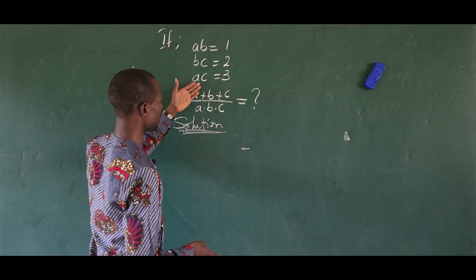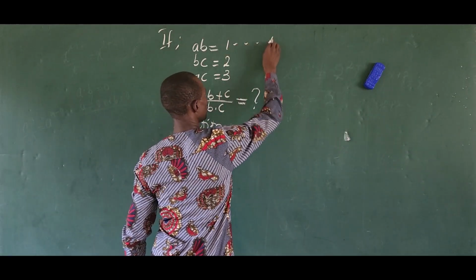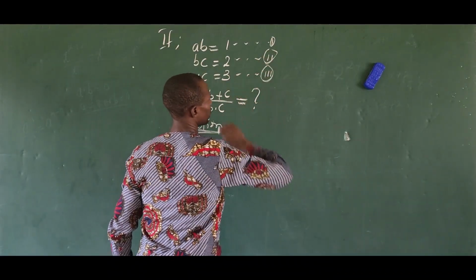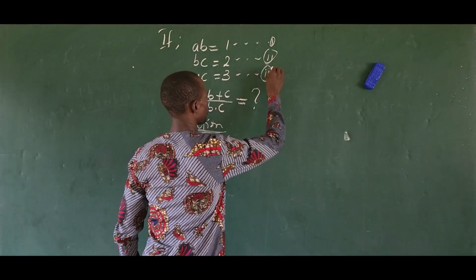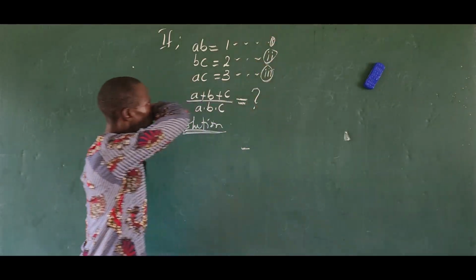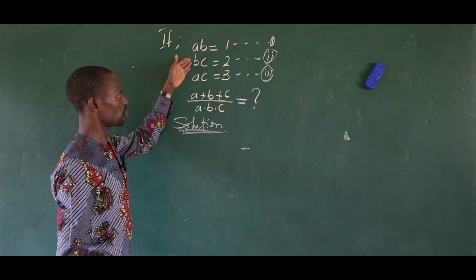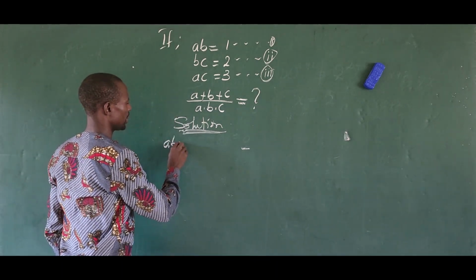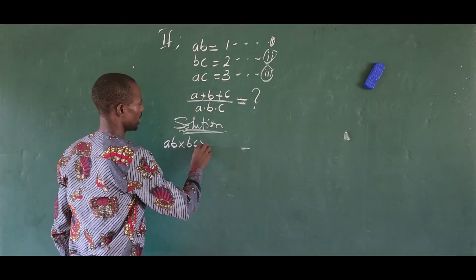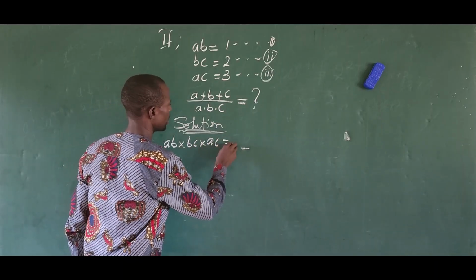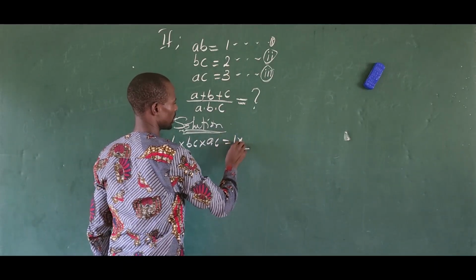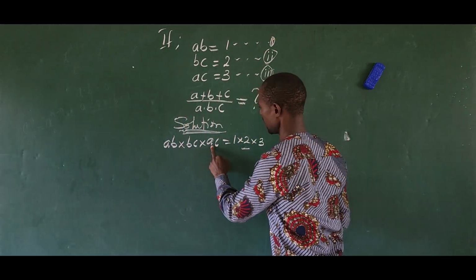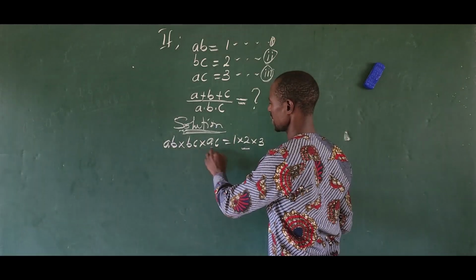We multiply everything together. So, we're given this equation 1, this is equation 2, and this is equation 3. So in all these, what we do here is this. We're going to multiply equation 1 by 2 and by 3. So let's go ahead and do that. This is going to give us our AB times our BC times our AC. This is equal to 1 times 2 times our 3. So we are having A here, A here, B here, B here, C here, C here.